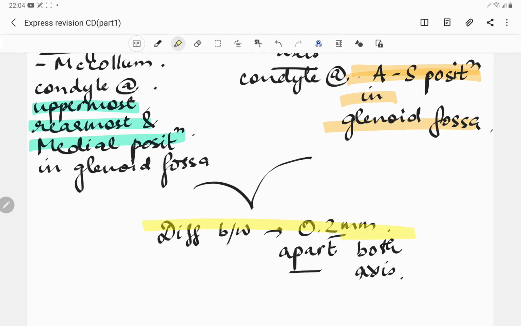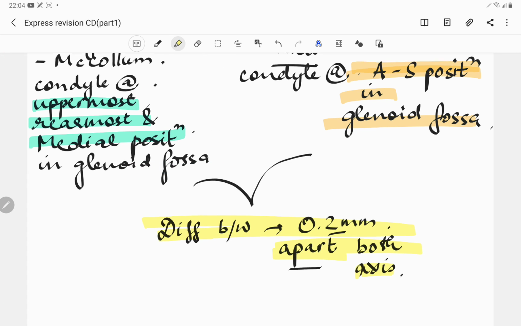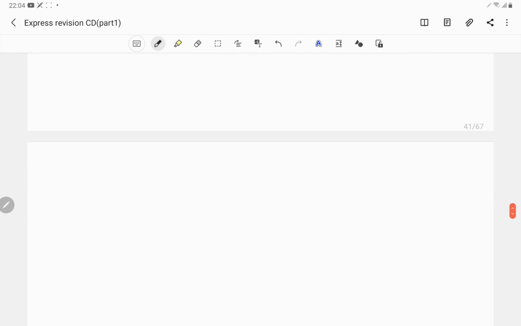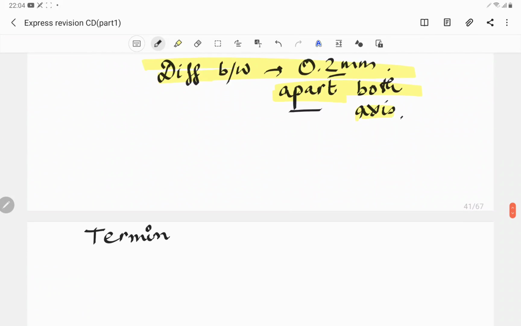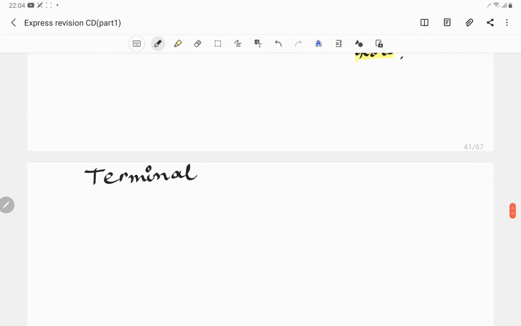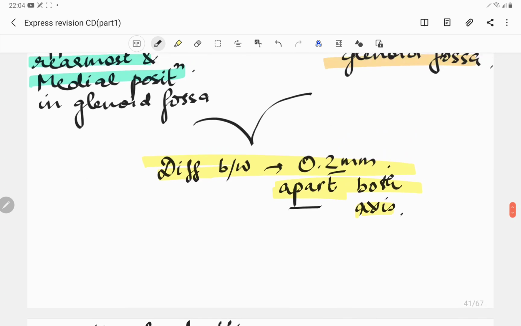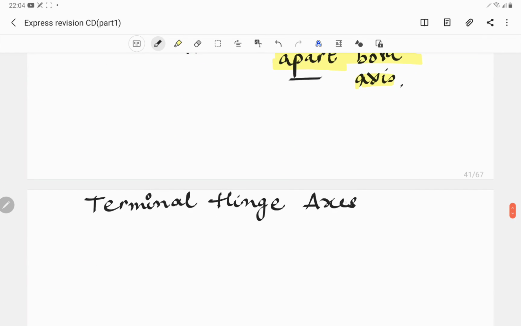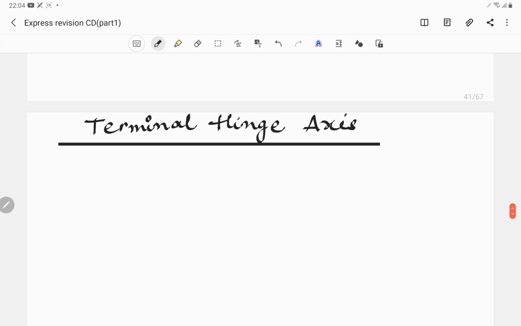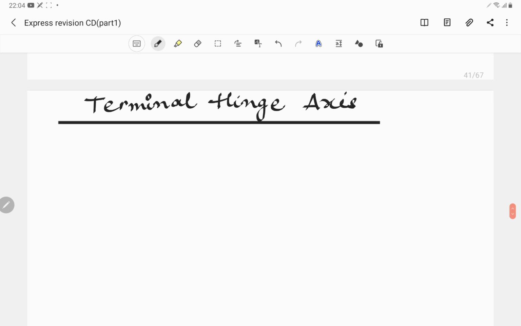So this is about the transverse horizontal axis and the terminal hinge axis. Now that we know the terminal hinge axis is the rotation axis of the mandible, where the mandible is doing the rotational movement, right? So hinge axis is basically the pure rotational movement of the mandible at the TMJ. Terminal hinge axis is when the mandible is doing the rotational movement and is also present at the terminal position, which is the uppermost, rearmost, medial position in the glenoid fossa.